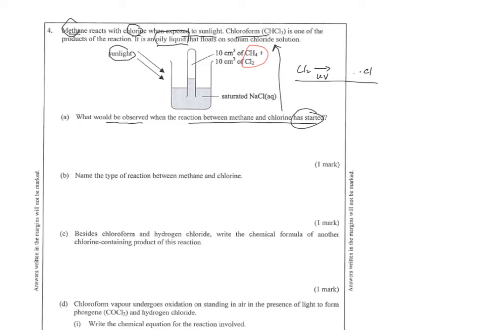So the pressure inside the test tube should decrease. If the pressure decreases, that means the solution level will move up, maybe from here up to here. Because the pressure decreases, the solution will be sucked into the test tube. So one of the possible observations is that the water level in the test tube rises.